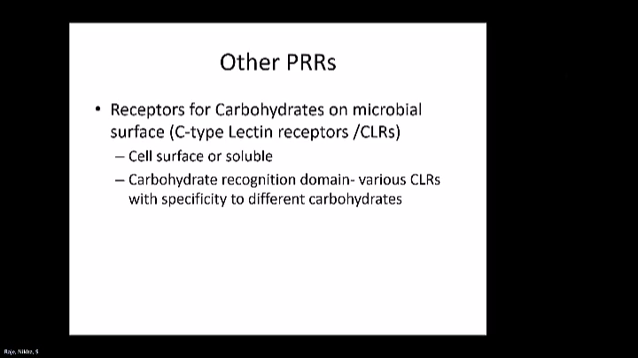All right, so what did we talk about so far? We talked about TLRs, NLRs, RLRs, and CDSs. Other PRRs include receptors for carbohydrates on microbial surface. These are called C-type lectin receptors or CLRs. These could be either on the cell surface or soluble.